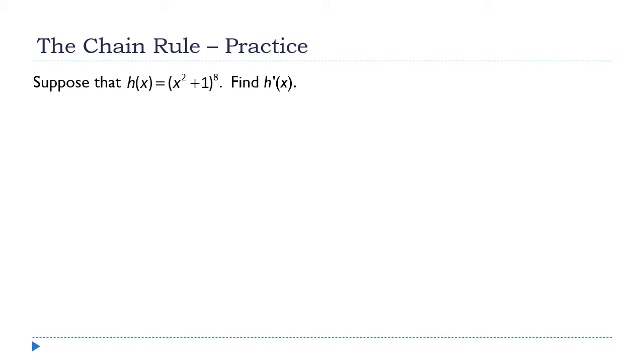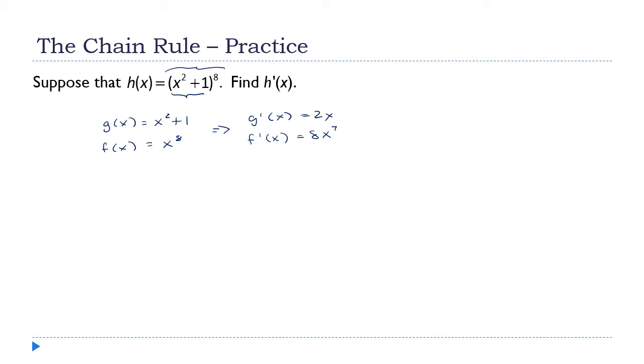So let's see. I'm going to let my inside function be x squared plus 1. So g of x is x squared plus 1. And I'm going to let my outside function be x to the 8th. So f of x is x to the 8th. So let's get the derivatives. g prime of x is 2x, and f prime of x is 8x to the 7th.